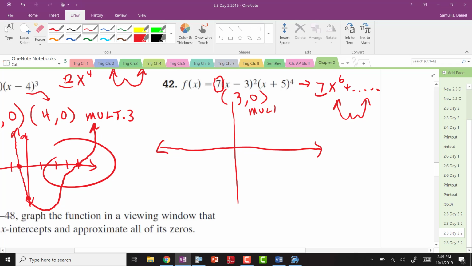I got too excited. I forgot to label my zeros. All right, and then my other 0 is -5, comma 0, mult 4. And here's my point about mult 2 and mult 4. Is it really different? Not really. The mult 4 would just come more flat. If you wanted to show that, fine. It's not really your responsibility.